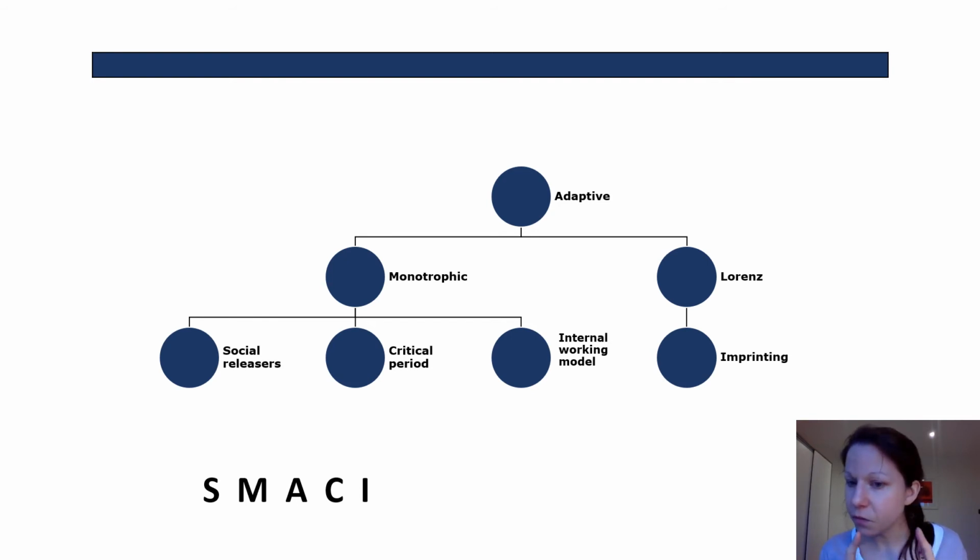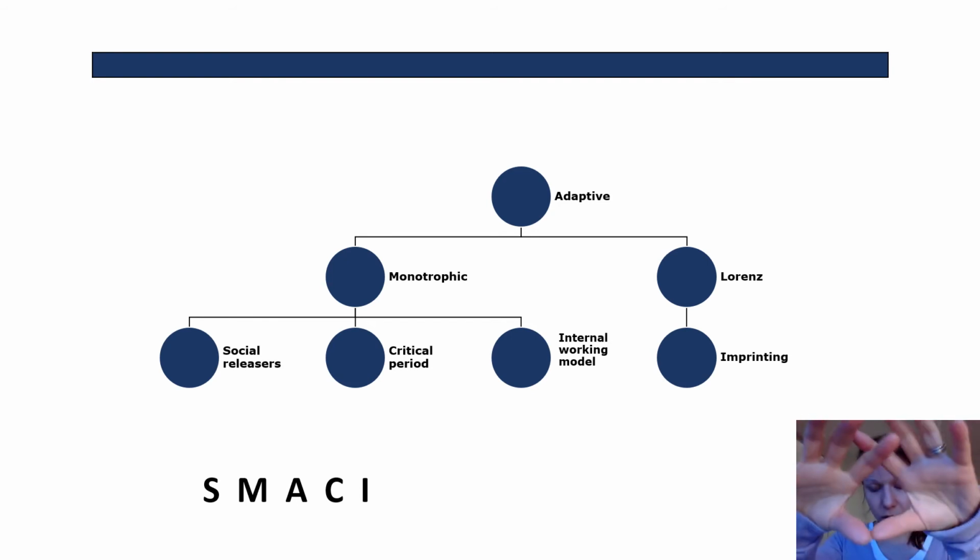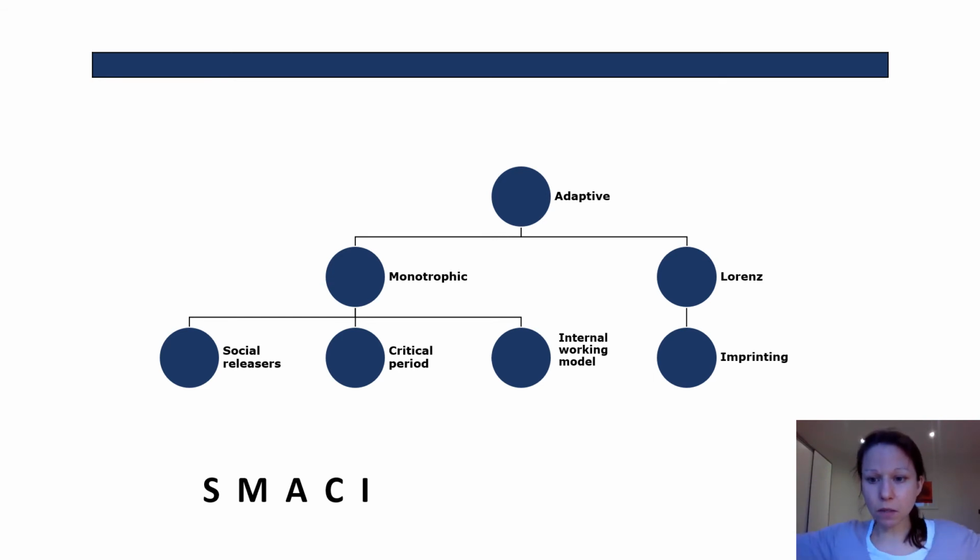But that gives you a flavour, and I chose to represent it in that diagram because it's all about how we've adapted. It's about the idea that we have one main attachment, and in order to get that one monotropic attachment, it needs to happen during the critical period. We need the social releasers, and it then forms our internal working model. And all of that is essentially a human equivalent of what Lorenz found with his goslings.